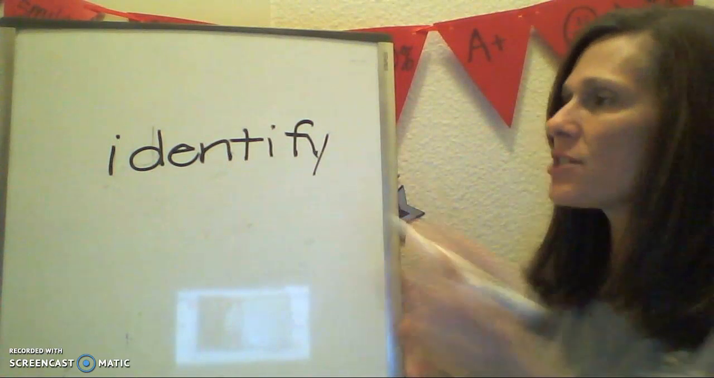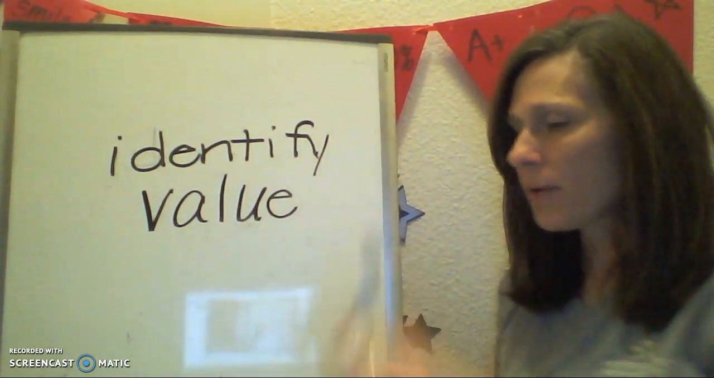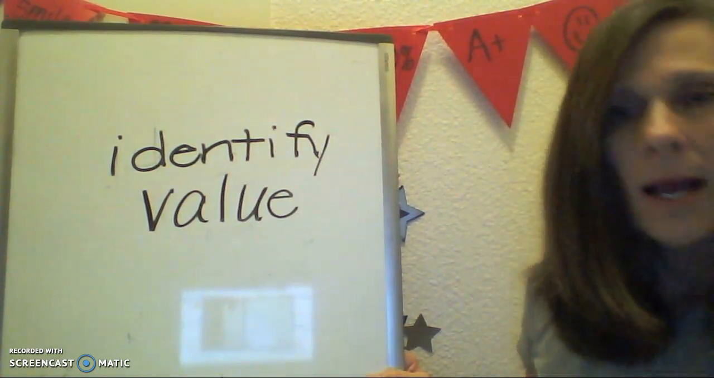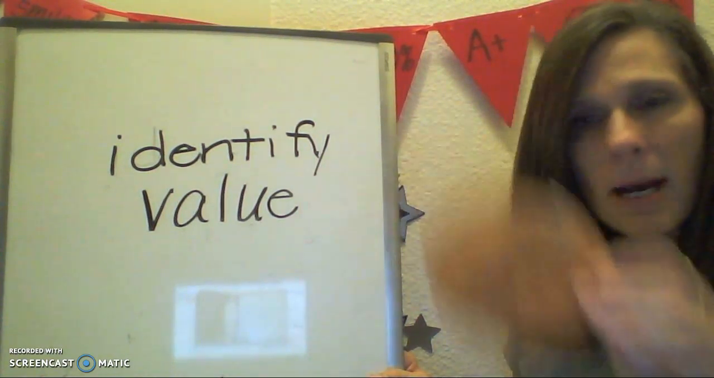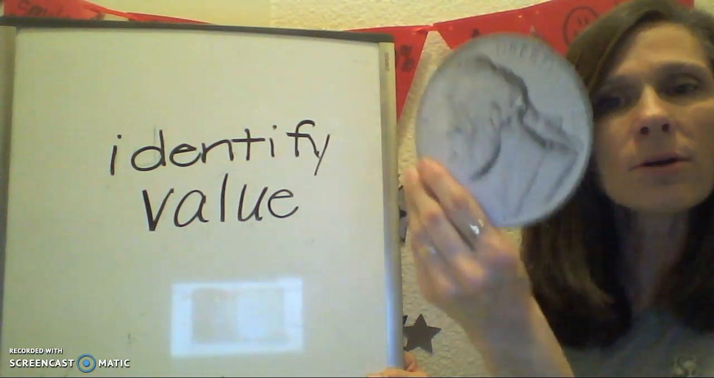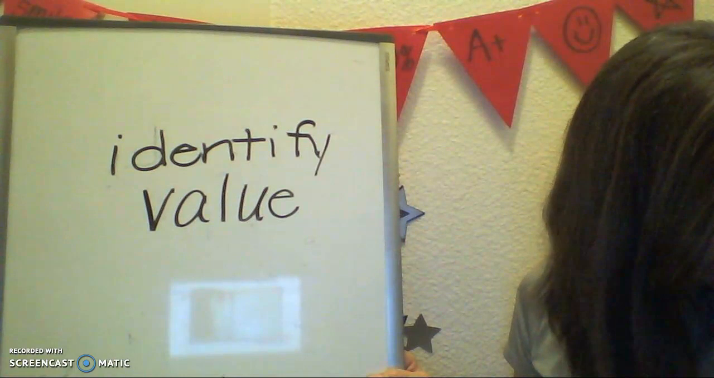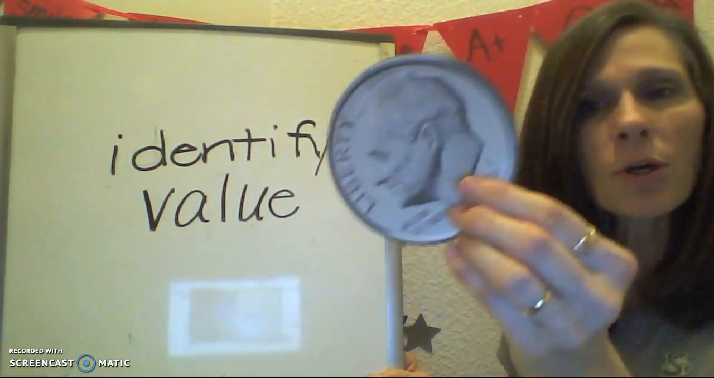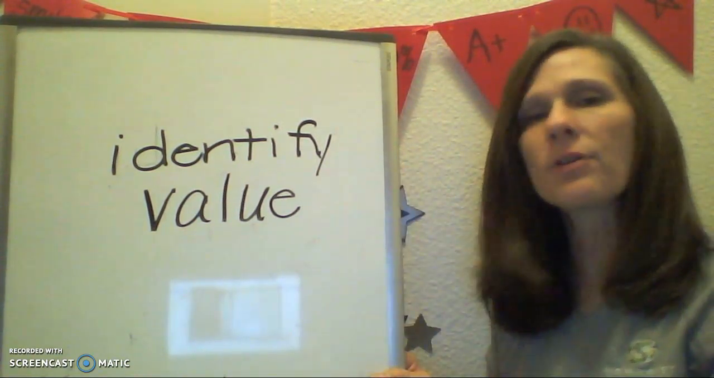Okay, the next thing that we need to do is we have to name the value of each coin. So that means I need to know that my 50-cent piece, or my half dollar, is worth 50 cents. I have to know that my quarter is worth 25 cents. I have to know that my penny is worth 1 cent, right? I have to remember that my nickel is worth 5 cents, and that my dime is worth 10 cents.